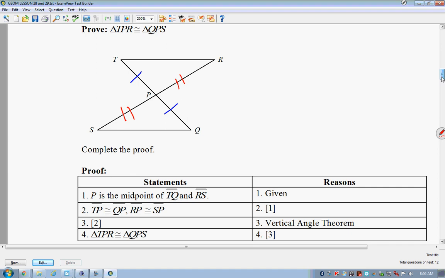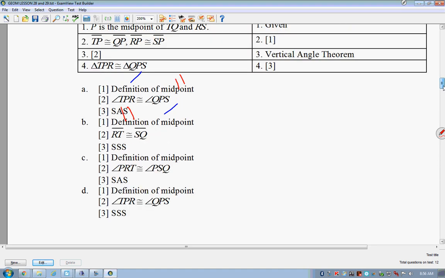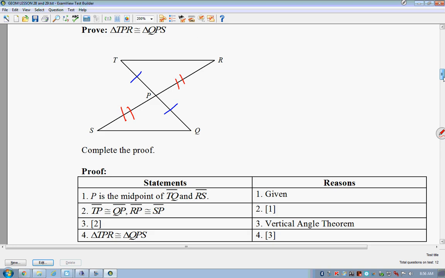Well, let's look down at some possible reasons. Definition of a midpoint. That's the only possible one, right? Definition of a midpoint, because that's what a midpoint does, it divides a segment into two congruent segments. All right? Now they say vertical angle theorem. What do we know about vertical angles, Chandler? What do you know about vertical angles? They are, that's a good way to start it. They are something. Vertical angles are what?